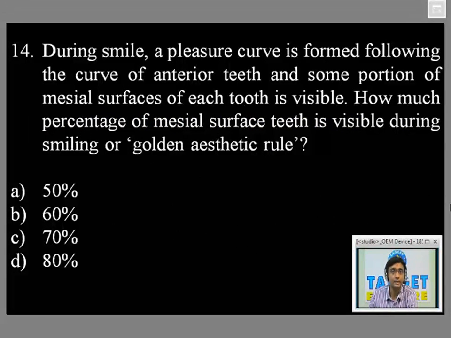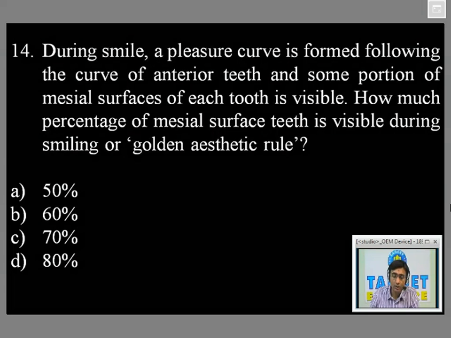During smile, a pleasure curve is formed following the curve of anterior teeth, and some portion of the mesial surface of each tooth is visible. How much percentage of the mesial surface of the teeth is visible during smiling, or the golden aesthetic rule?